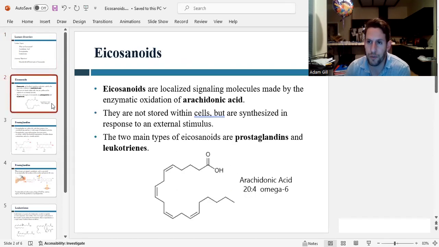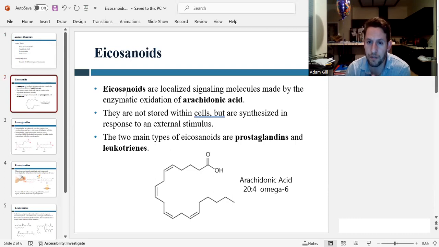So what is an eicosanoid? Eicosanoids are similar to hormones, except they don't travel all the way throughout the body. They are synthesized and then they send a signal locally where they are created. So they're still a signaling molecule, but they don't travel through the bloodstream. So they are different from a hormone in that they are a localized signaling molecule.